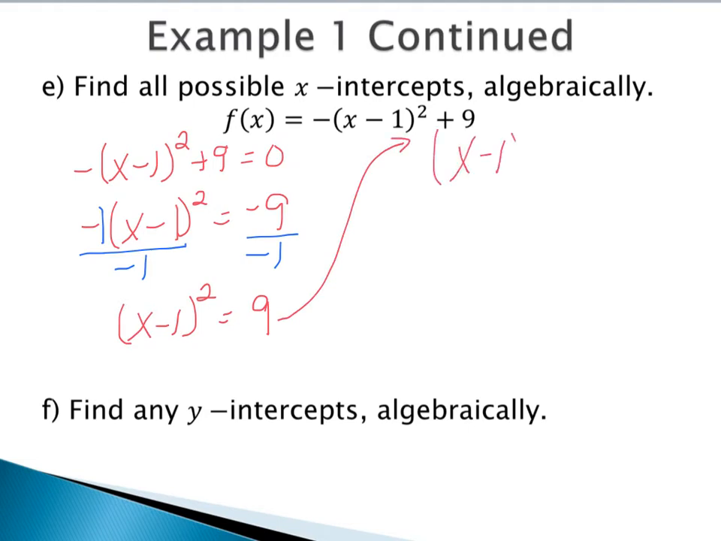From here we can continue to use our square root property. So if I have x minus 1 squared equals 9, in order to get rid of the square, I would take the square root of both sides. But remember, we are taking that plus or minus square root. So that way we have x minus 1 equals the plus or minus square root of 9. So the square root of 9 would just be 3, and again we need the plus or minus in front.